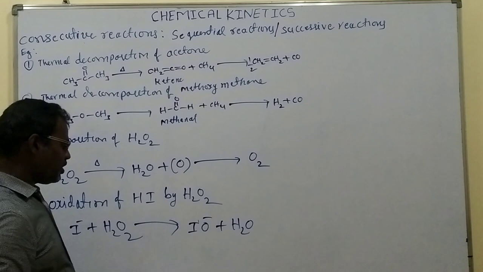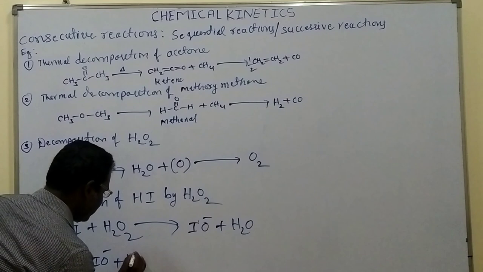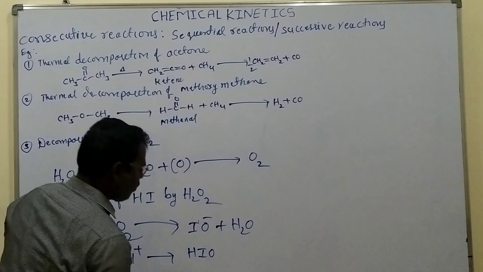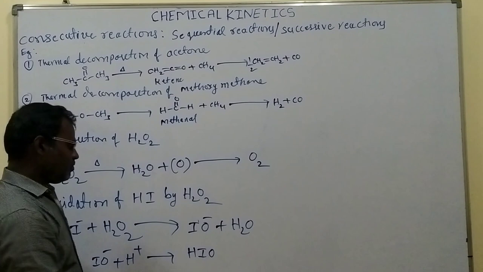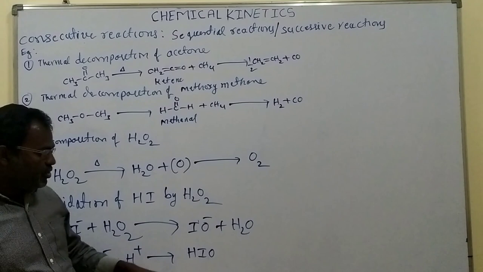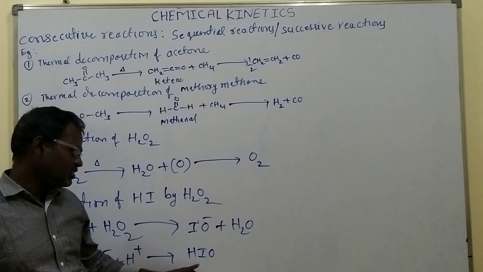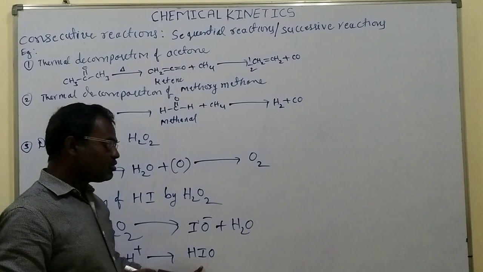So this hypoiodate may combine with the H plus ions, then we get HIO. So it is like a hypohalous acid. Okay, hypoiodous acid. So this kind of series is generally called the hypohalous acid series. You may have learned it in the PUC second year. So it is hypoiodous acid.